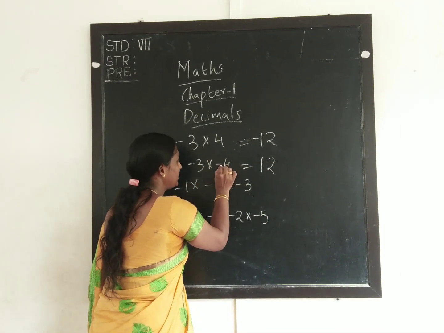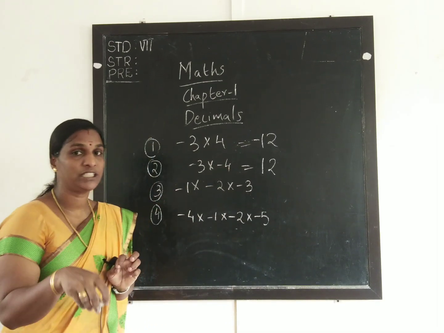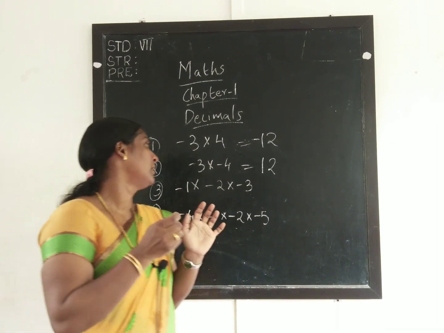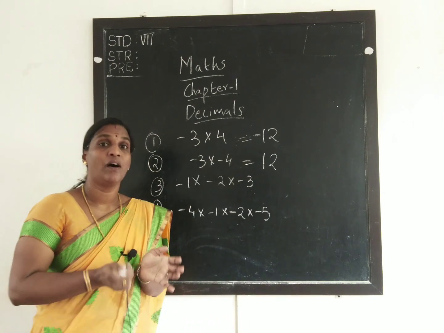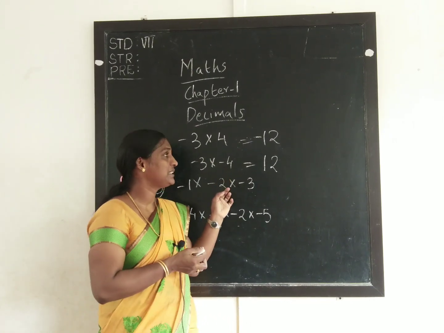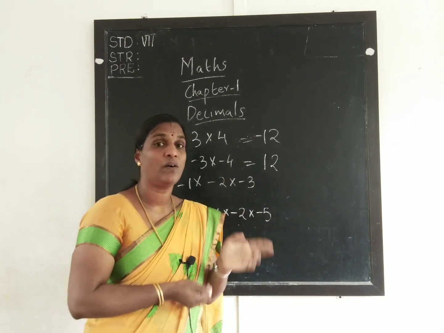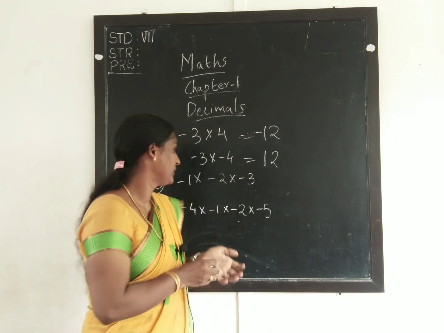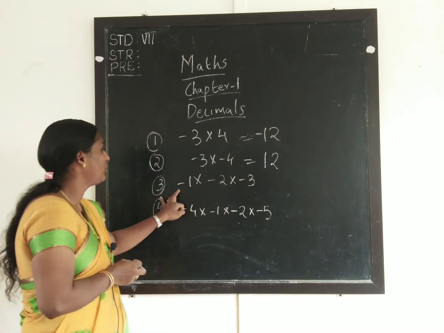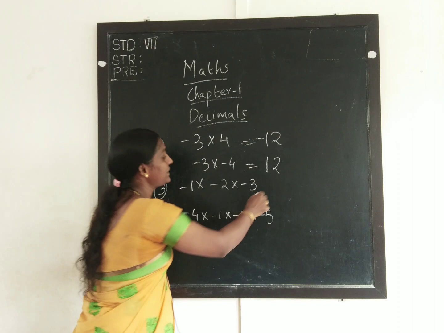Two negative numbers make a positive number. Even number of negative numbers, the answer will be positive. If it is an odd number of negative numbers, what will the answer be? Odd number of negatives, the answer will be negative. In the third question, 1 into 2, 2 into 3, the answer is 6.